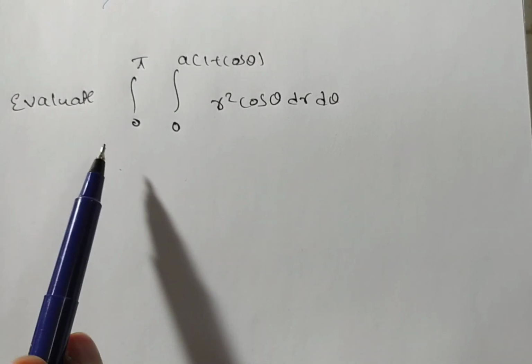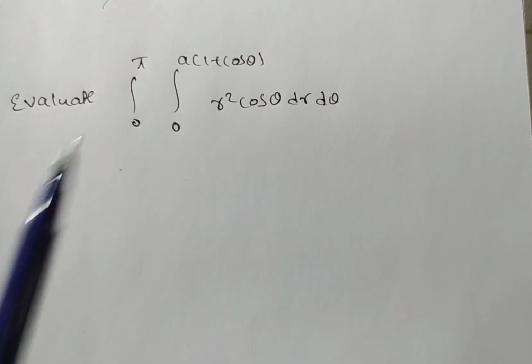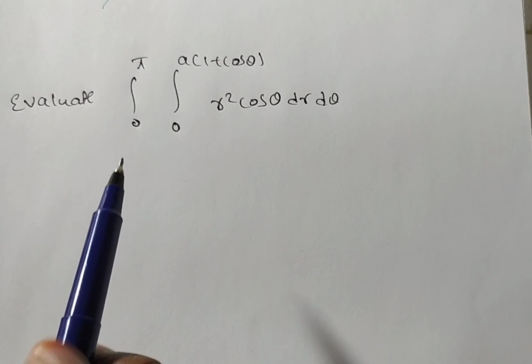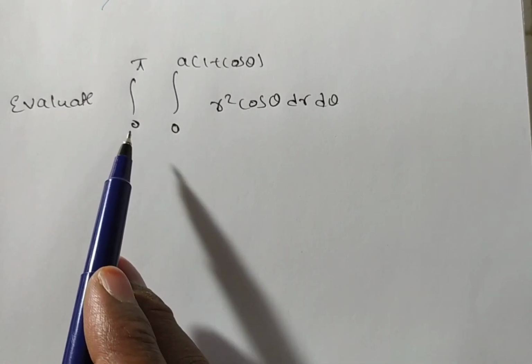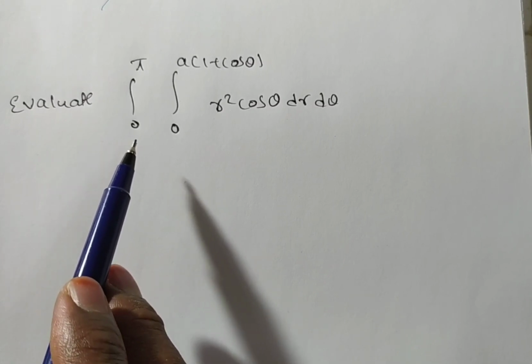So the limits you observe. First, are the limits both independent? No, only one is independent, another one is dependent. Now, are they given as dependent variables, the limits, in terms of r or in terms of theta directly? No. So we need to find out. How we will find out?